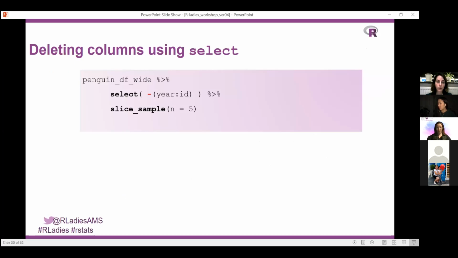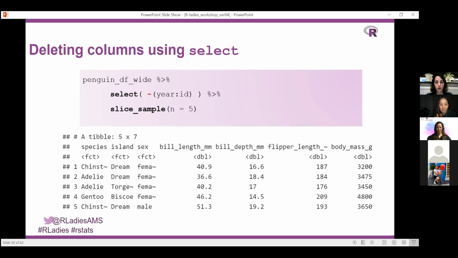Then what we can do is not just select, but deselect, so to say, with a minus sign. So I'm saying, hey, drop whatever's from year to ID, and the rest will be retained. So here you go. We don't have year and ID anywhere anymore.